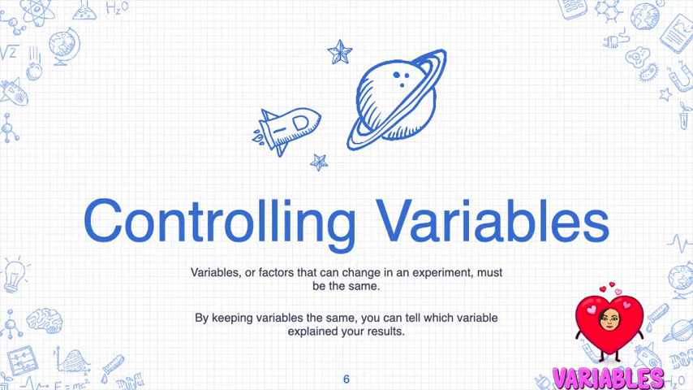The first thing we need to focus on when we are setting up our experiment is controlling variables. Variables are factors that can change in an experiment and must be the same. By keeping variables the same, you can tell which variables explained your results.